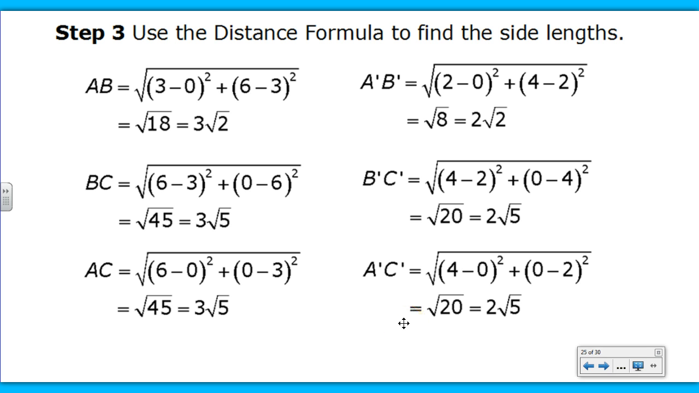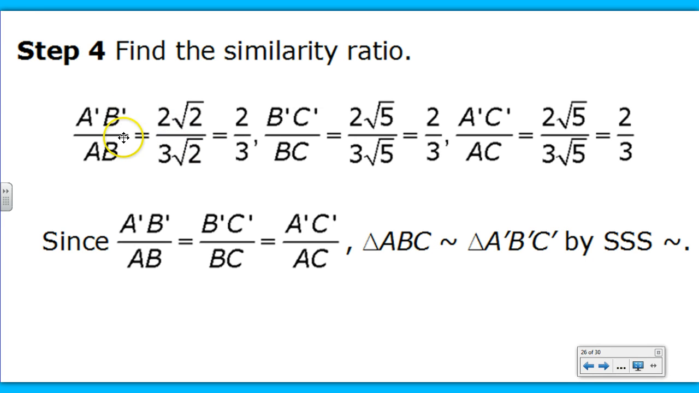So when we set up our proportions, do we prove similarity? Let's see. A'B' to AB equals 2/3. The square roots of 2 just cancel, don't they? B'C' to BC also equals 2/3. And finally, A'C' to AC, again, equals the ratio 2/3. So these ratios are equivalent. Therefore, triangle ABC is similar to triangle A'B'C' by the SSS similarity theorem. Okay.